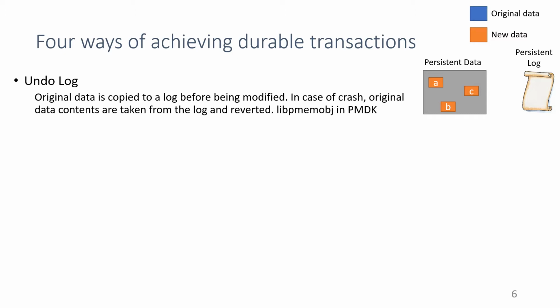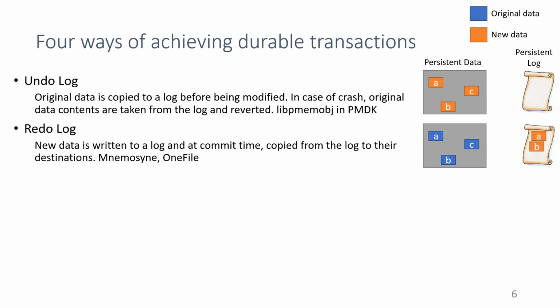You can commit safely. In redo log, you also have a persistent log, but it works the other way around. First, you do the writes, the modifications, on the persistent log, and at the end of the transaction, you reapply those modifications over the original data. All of this has to be made with fences at the right place. Examples of this technique are Mnemosyne and OneFile.